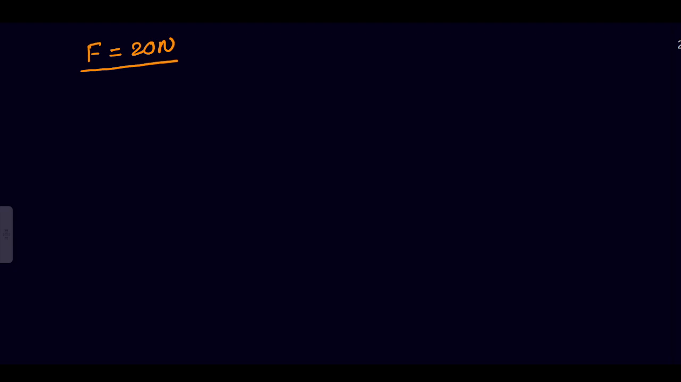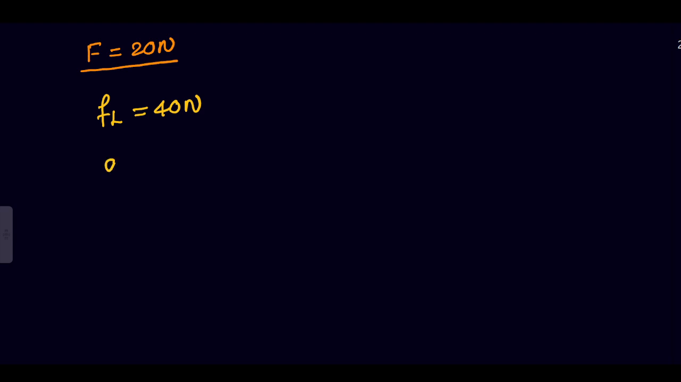Tell me now, how much is the limiting friction? Limiting friction is a fixed value for a given problem, fixed only. So how much is the limiting friction? Limiting friction is 40 newtons. Okay. Now you tell me, what is the situation of the body? Is the body at rest or in motion? Rest.